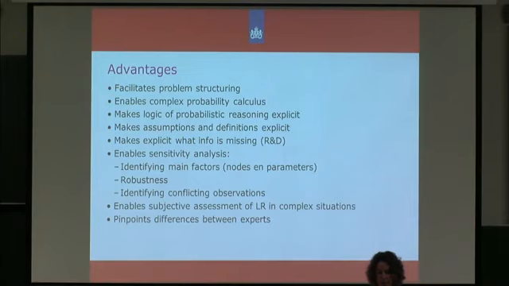It also enables subjective assessment of a likelihood ratio in very complex situations. And it's also a useful tool to pinpoint exactly where two experts disagree. So if you put two experts in court and they disagree with each other and it's not clear exactly what they disagree about, if you have Bayesian networks, the experts can say, well, in this node, in this table, you put the wrong number. Didn't you read this paper, etc.? Or, you didn't consider this factor because it's not in the network. And the discussion becomes more focused.